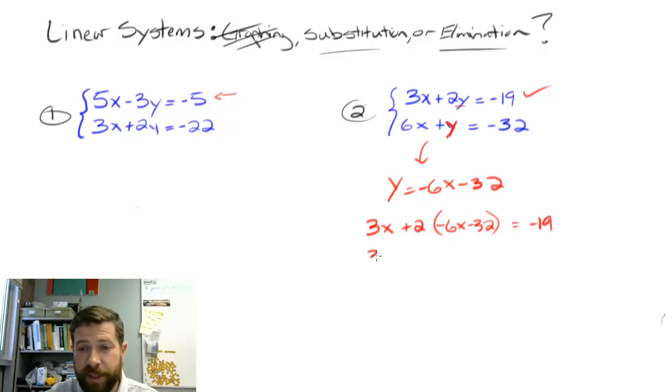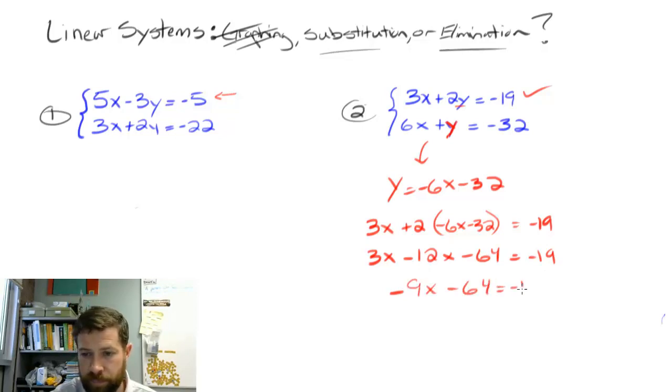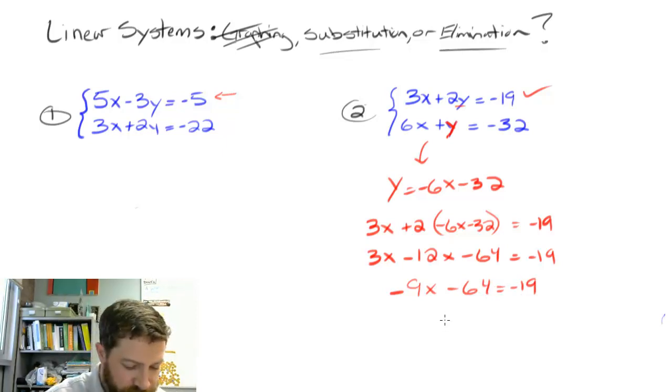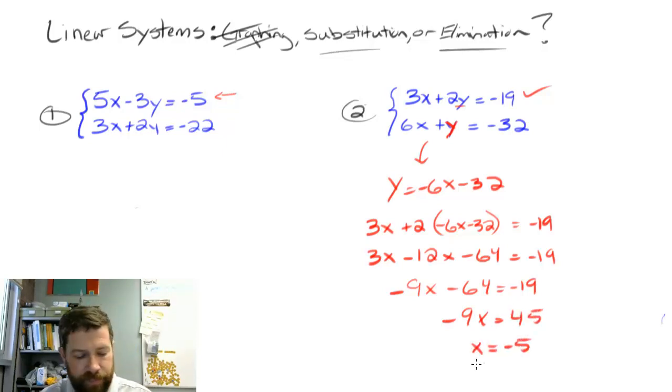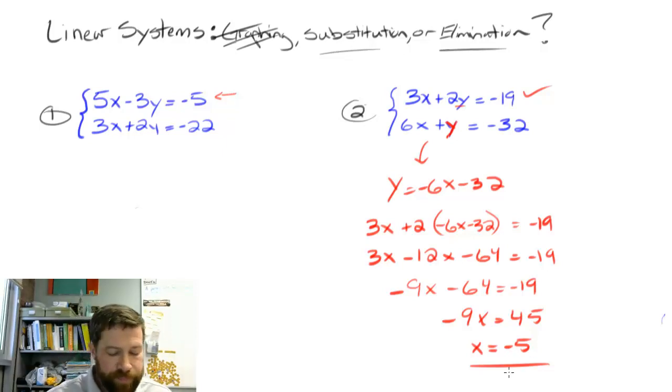Just give me a second to work out all this math. Add 64 to both sides, so we get 64 minus 19, and we get 45. So we get negative 9x equals positive 45. I get x equals negative 5. So there, I got my x.